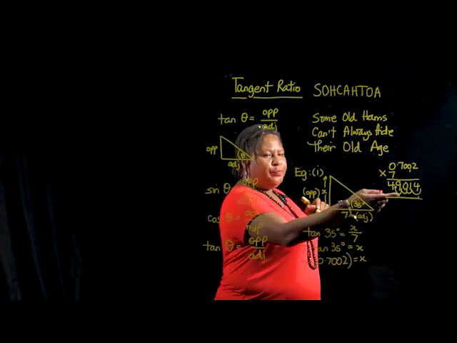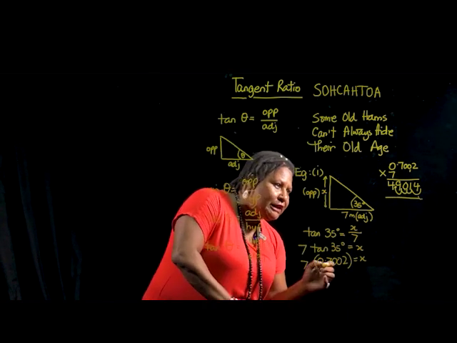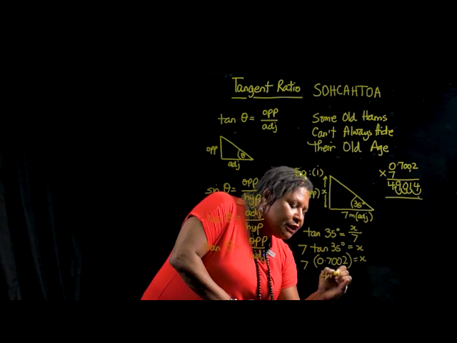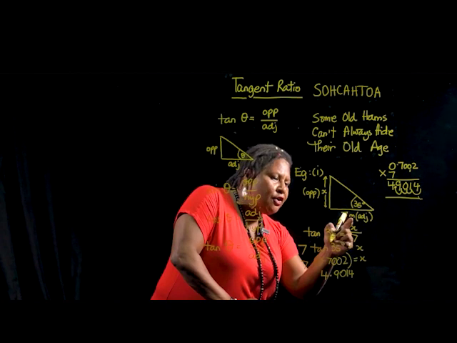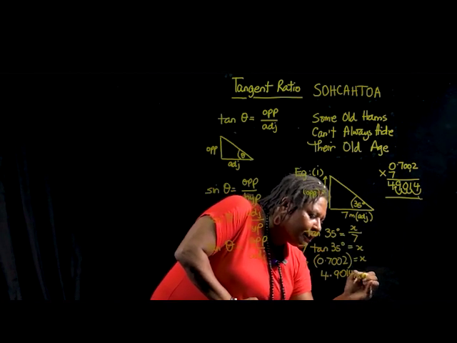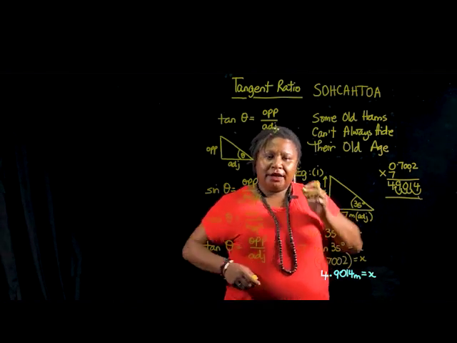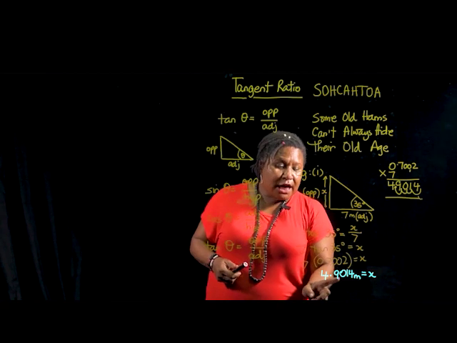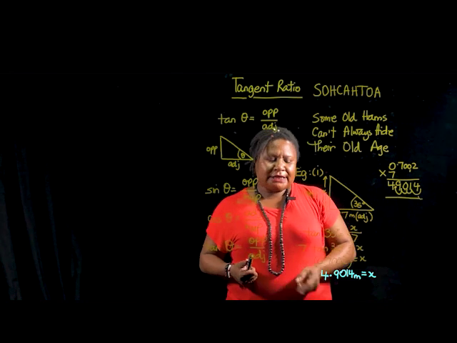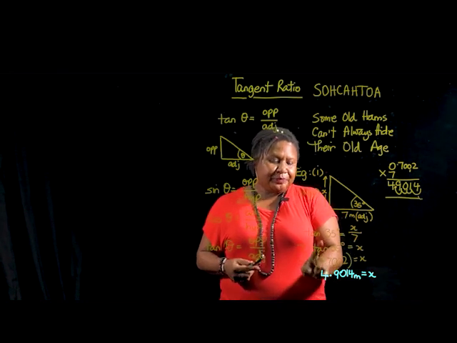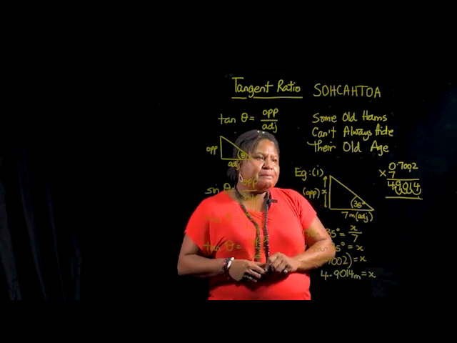Okay, so the length of x, or the opposite side in this example, is 4.9014 meters. Go back to your triangle, equal to x. All right. Now let me stress here again, if you are asked to round this off, then you round off your answer. Otherwise, it stays as 4.9014 meters. Okay?